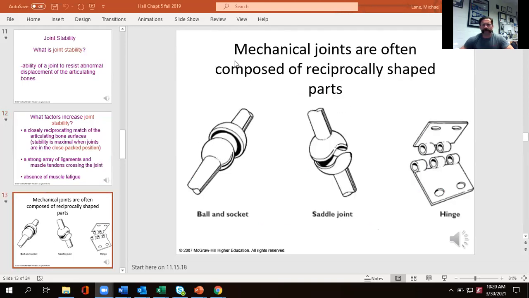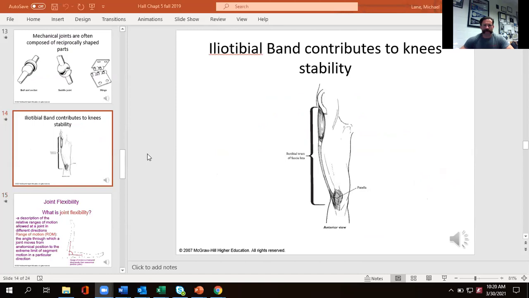So when we think about reciprocally shaped parts, you know, the ball and the socket, and the saddle joints on either side, and then the hinge. So for example, your IT band, which is connecting from obviously the high glute and the TFL all the way into the patella, is going to help keep that patella articulating appropriately, while it's also making sure that we're getting the tibia to stay in that location where it needs to be.